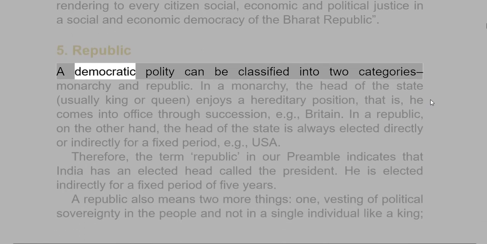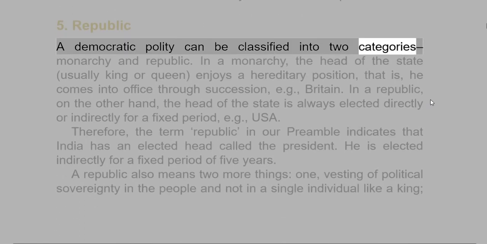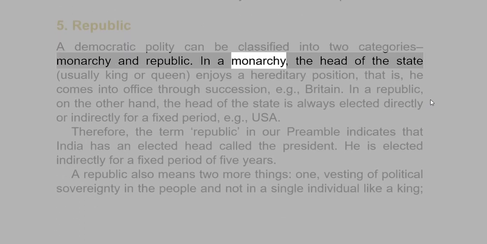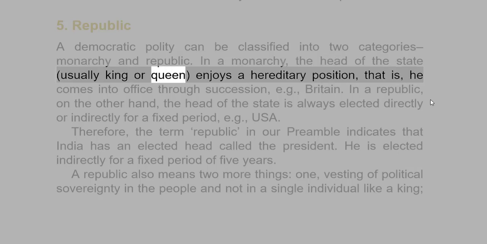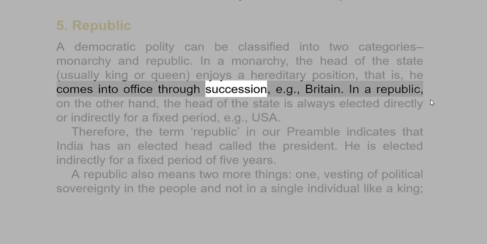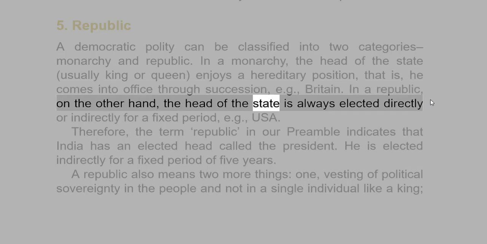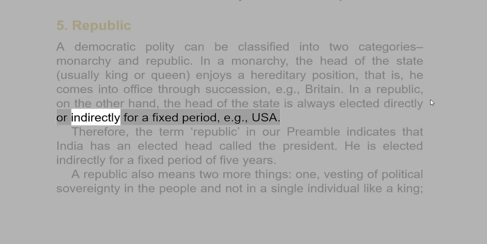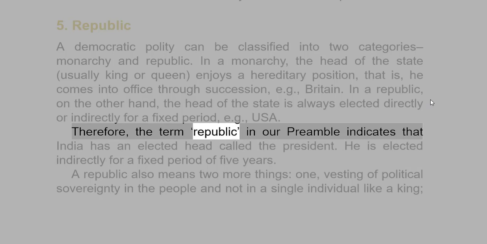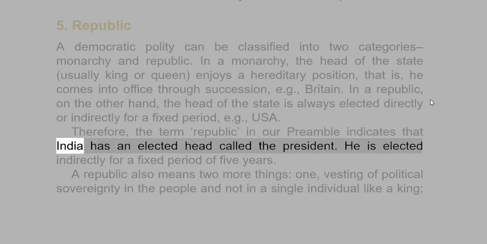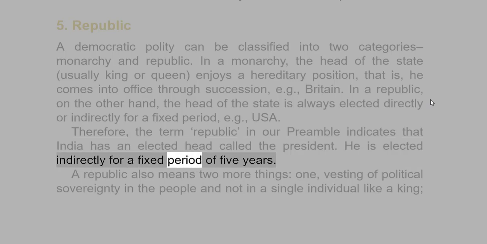5. Republic. A democratic polity can be classified into two categories: monarchy and republic. In a monarchy, the head of the state, usually king or queen, enjoys a hereditary position, that is, he comes into office through succession, e.g., Britain. In a republic, on the other hand, the head of the state is always elected directly or indirectly for a fixed period, e.g., USA. Therefore, the term, republic, in our preamble indicates that India has an elected head called the president. He is elected indirectly for a fixed period of 5 years.